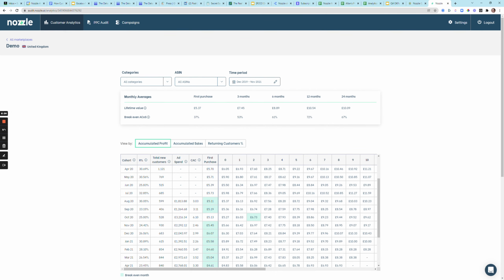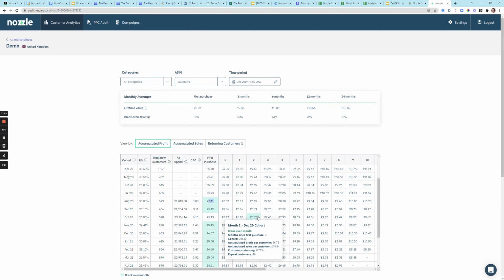that cohort. So in August 2020, I paid £3.03 to acquire a new customer, and on the first purchase, I actually made a profit of £5.11, which basically means I broke even on the first purchase. But if you compare it to something, let's say October 2020, where I paid £6.10 to acquire someone, on my first purchase, I only make £5.13.